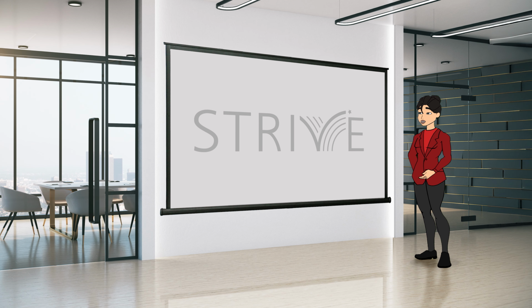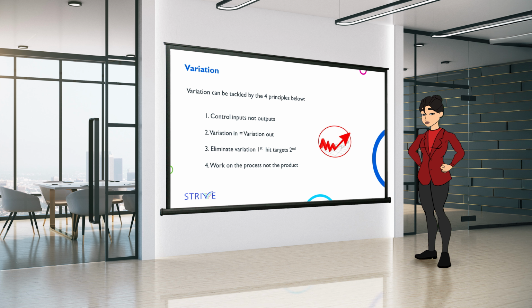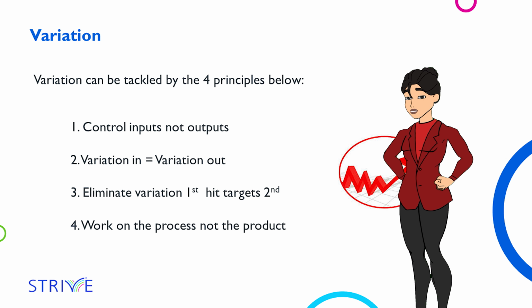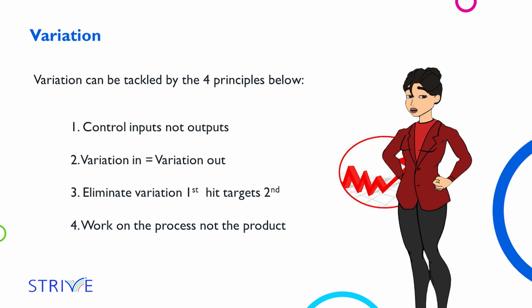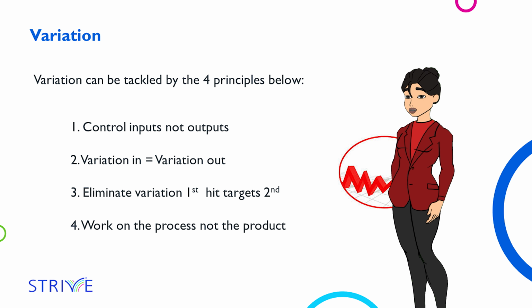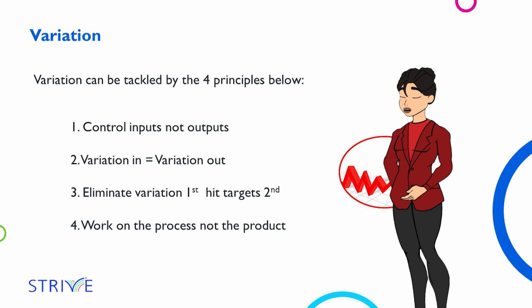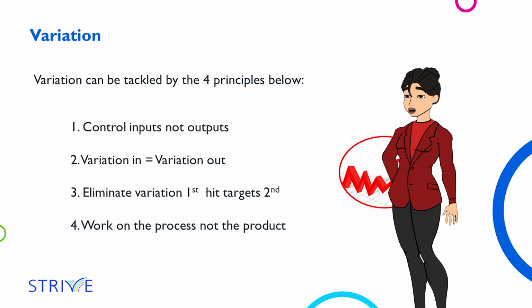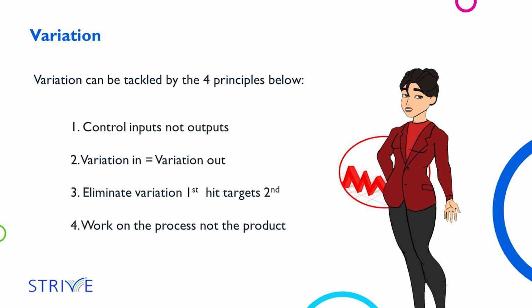There are 4 principles to keep in mind when attempting to chase and tackle variation. Number 1. Control the inputs, not the outputs. In short, this means don't chase the patient outcome, instead control what needs to go into the patient's journey to enable a successful outcome. For example, ensuring that you have the right number of staff with the right knowledge and skills, the necessary equipment, which is accessible and in working order, adequate space and admin support. All of this will ensure that the output and the patient experience is better and more controlled.